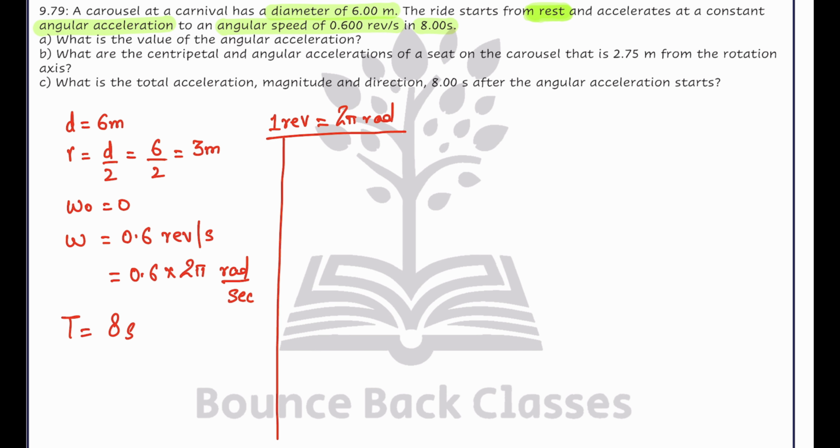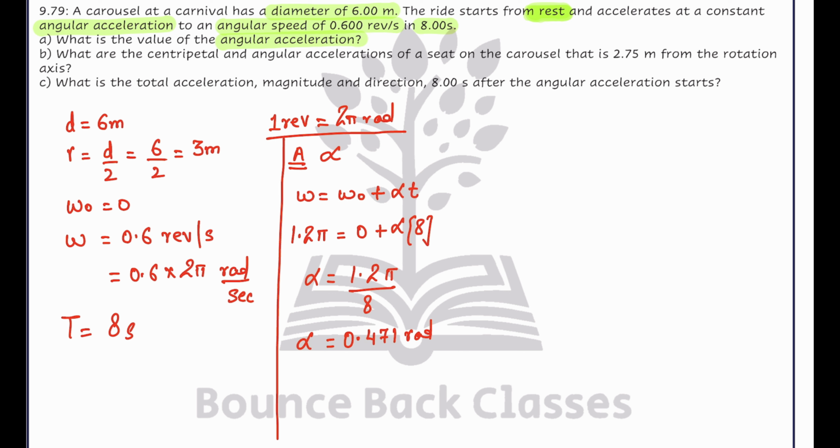Okay, what is part A? What is the value of angular acceleration? Very easy. Angular acceleration is alpha. For solving this, omega is equal to omega naught plus alpha t. What is omega? 0.6, multiplied by 2 gives 1.2 pi, which is equal to omega naught, which is 0, plus alpha times t, and time is 8 seconds. So can I say alpha is equal to 1.2 pi divided by 8? Yes or no? Then solve it. So alpha is equal to 0.471 radian per second square. This is your alpha. Clear, guys?